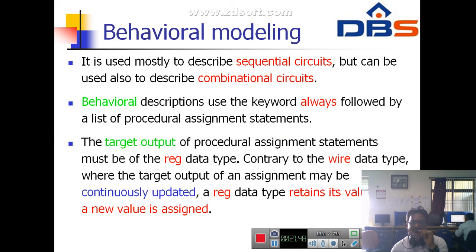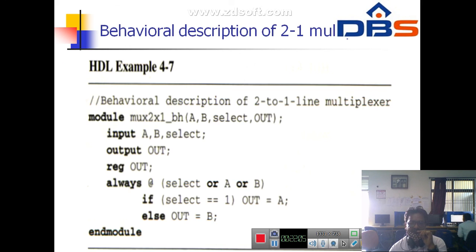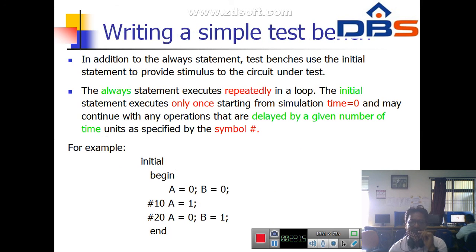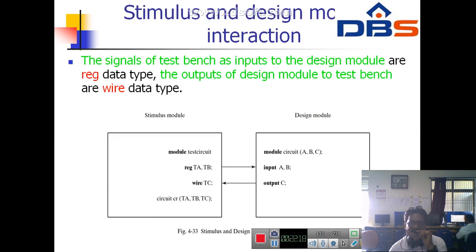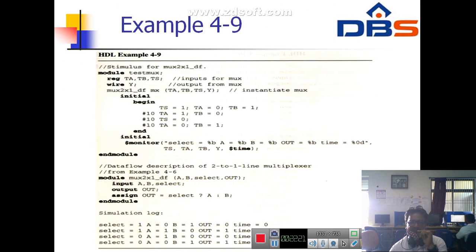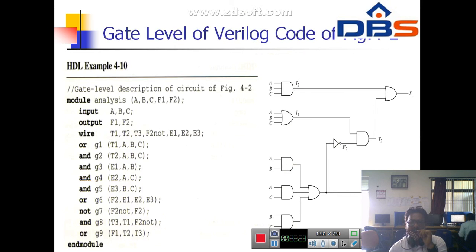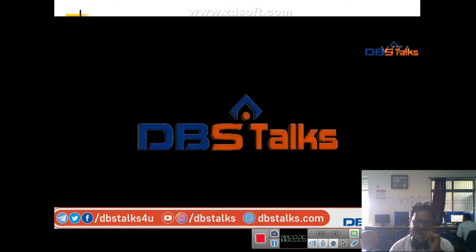Behavioral modeling is used mostly to describe sequential circuits, but can also be used to describe combinational circuits. The behavioral descriptions use the keyword always, which is followed by a list of procedural assignment statements. We will see that behavioral description explained in this example. For the 4 into 1, we have to write a simple testing and stimulus, which will be performed in these code level techniques.